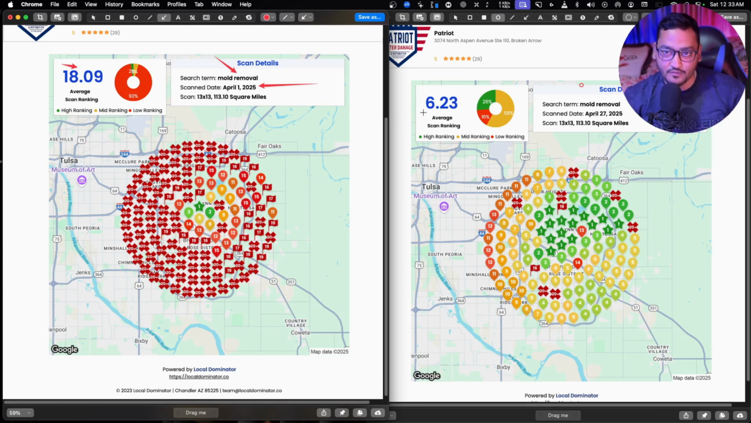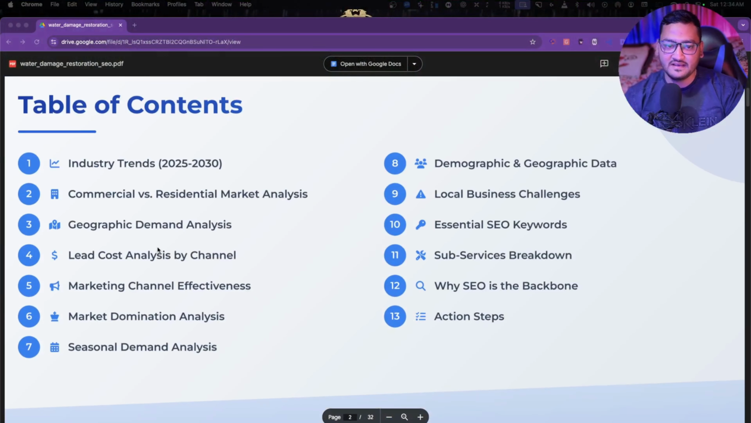In today's video, I am going to show you the exact way I do the research, what data points are necessary, and how we are going to use those data points in our actual SEO campaign. Okay, so let's start with the first point. You can see here the table of contents of what we are going to discuss in this segment of the water damage restoration video.